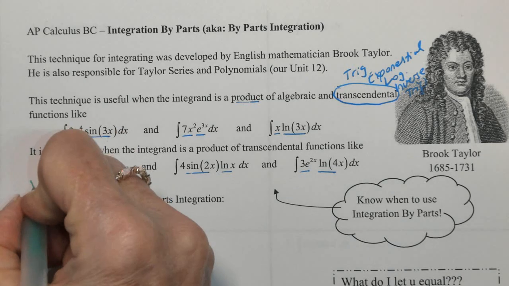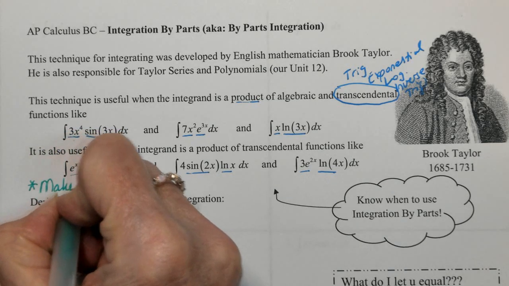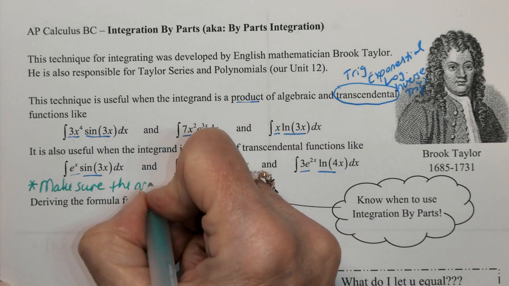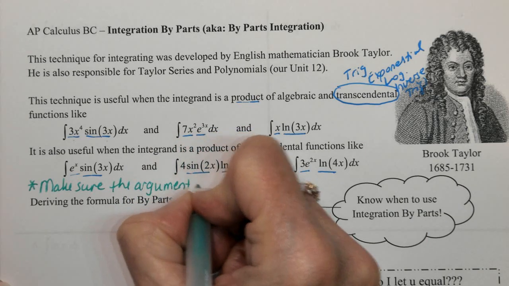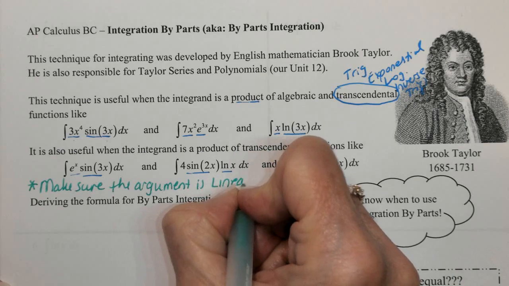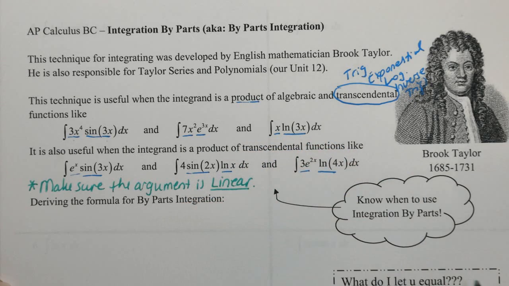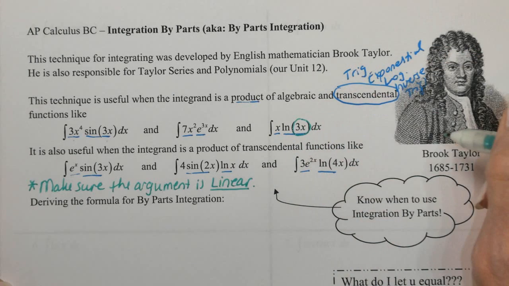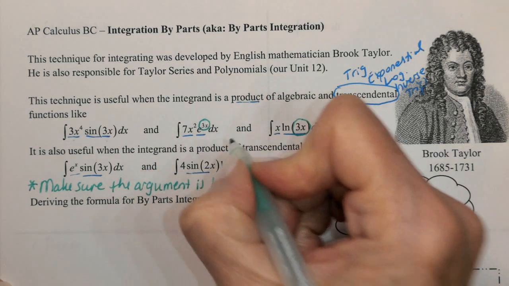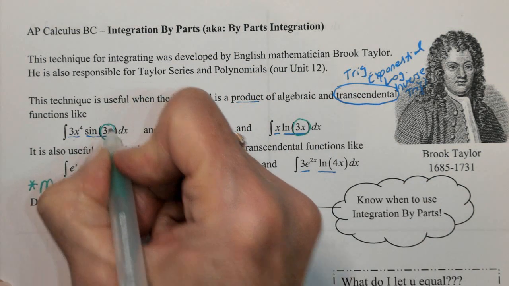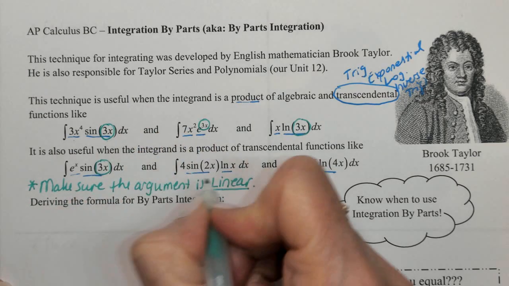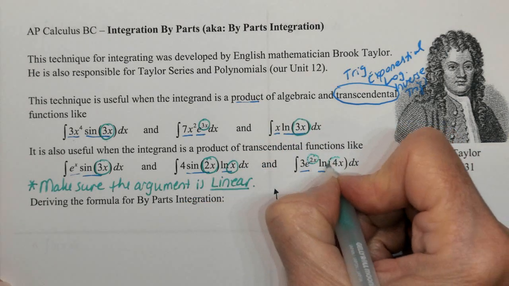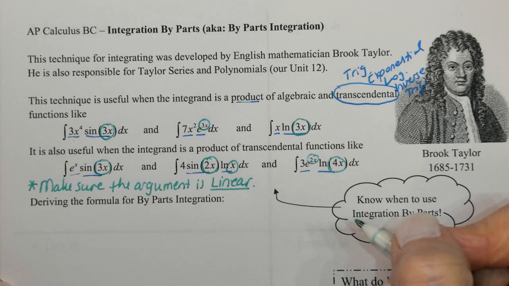Okay? A tip that I have for you that I need to add to this actually is to make sure the argument in the transcendental function is linear. We need for the argument to be linear, all right? So log of 3x, 3x is linear. e to the 3x, the argument there is linear. Here's another 3x, the argument is linear. Here's a 2x, the argument is linear, linear, linear, linear.